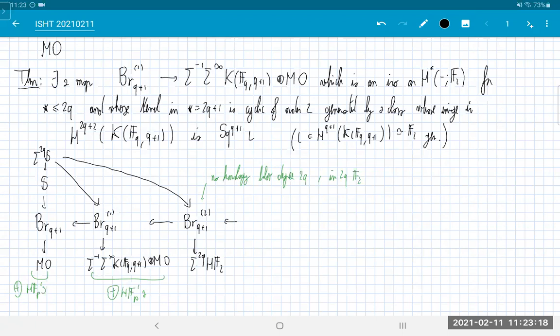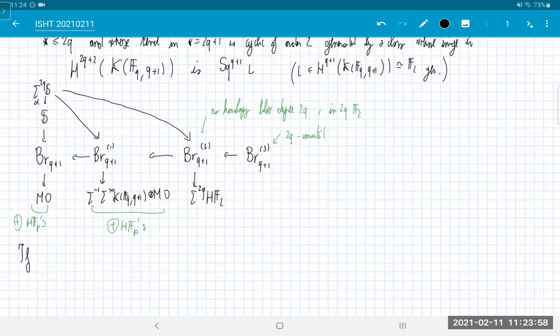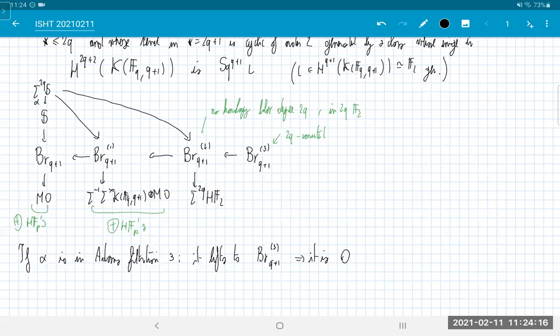So now the point is, if this map were in Adams filtration 3, it would lift also to the fiber. But this fiber, we have seen this as nothing. So this is 2q connected. So, whoops, that would be zero. And well, if that map were zero, then in particular, the map to BR Q plus one would be zero. And so the manifold would have a Kervaire invariant zero. So let me call this alpha. If alpha is in Adams filtration 3, it lifts to BR3 Q plus one. It is zero. So the Kervaire invariant is zero.